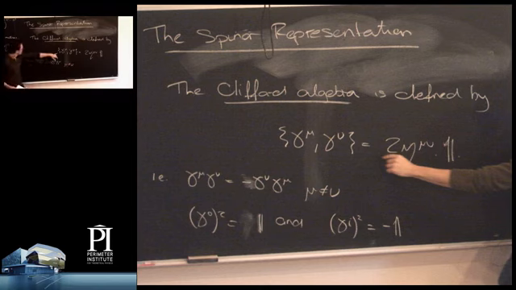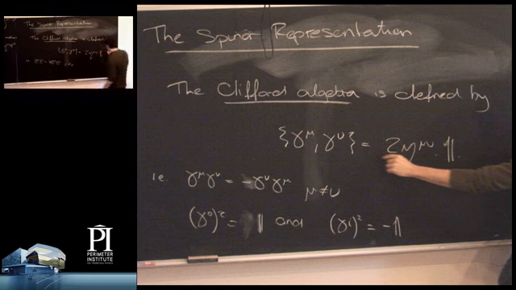Have you seen these anti-commutator expressions before? Good, and this is the unit identity matrix. It's supposed to be sort of a calligraphic one.